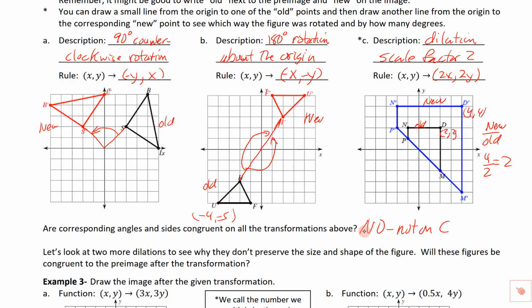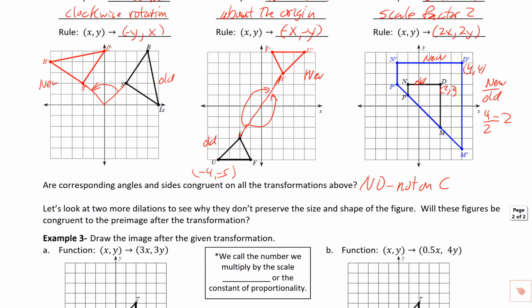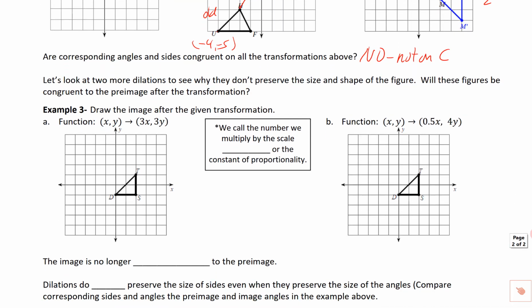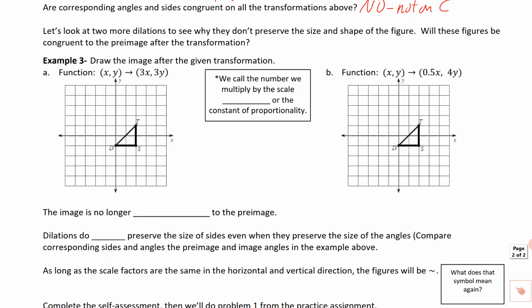Example C is a little bit different. So we're going to take a look at 2 more dilations, and we're going to see why they don't preserve size and shape. In other words, why they don't make the image congruent to the pre-image after the transformation. So we're going to come down here and take a look at example 3.